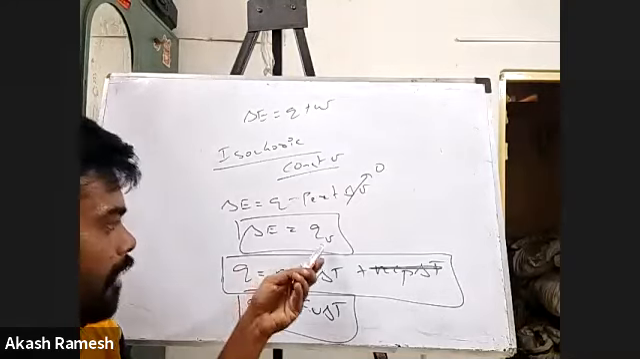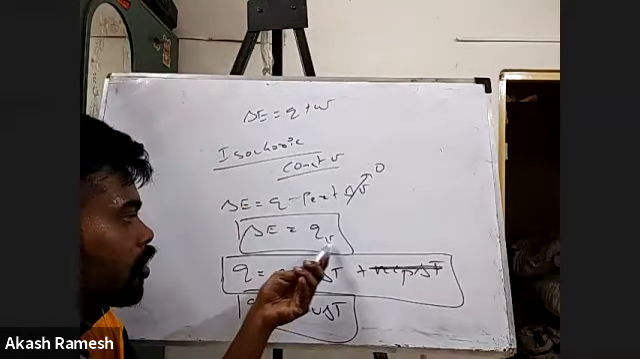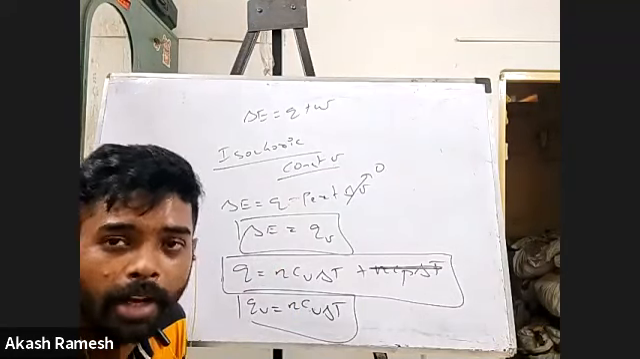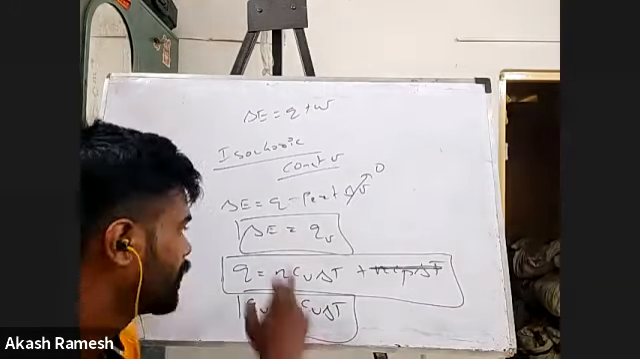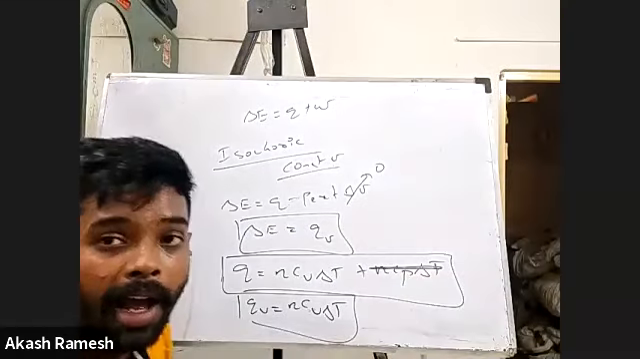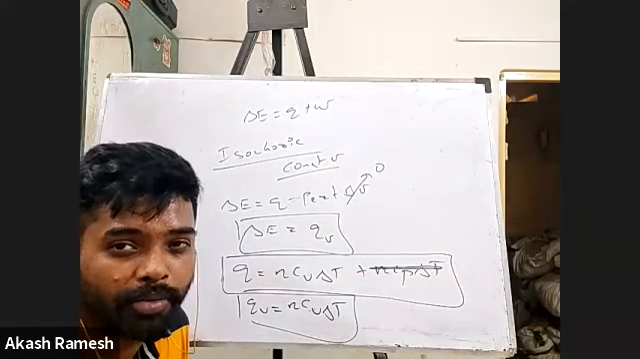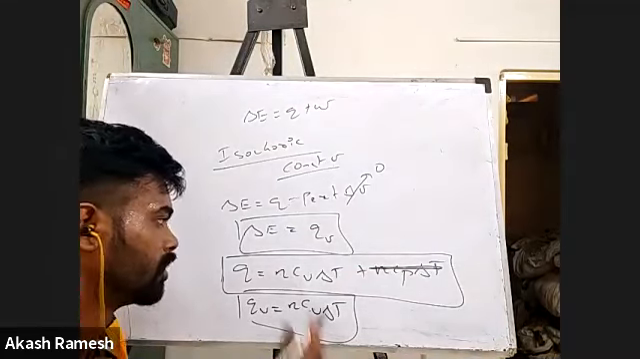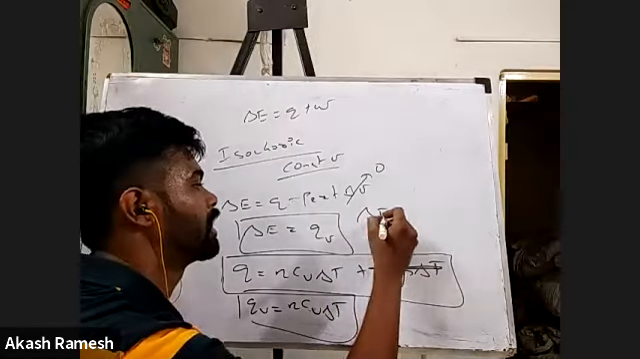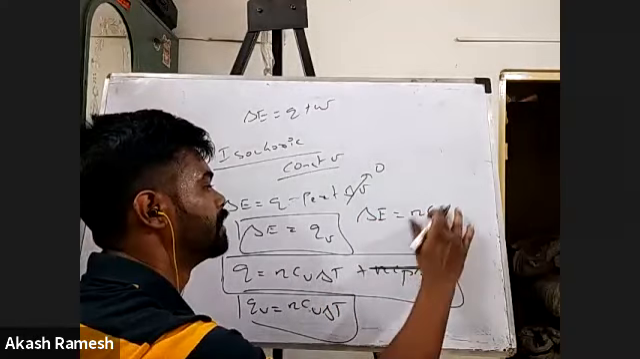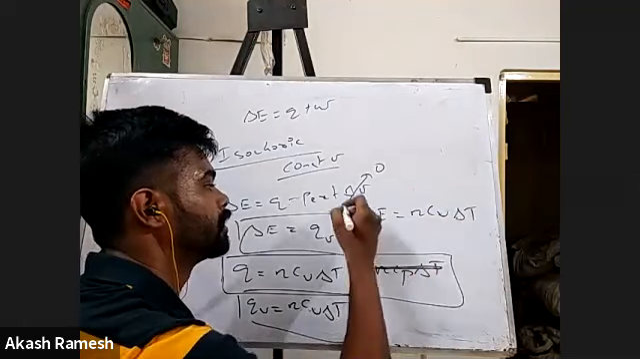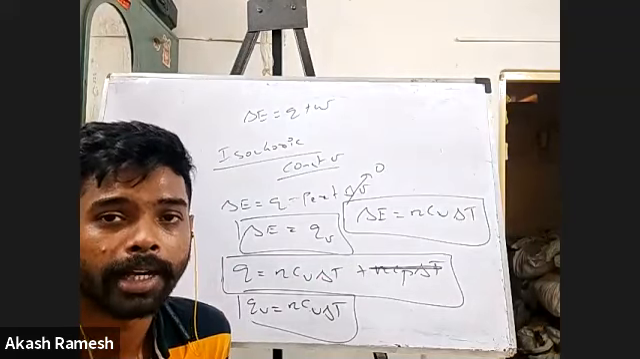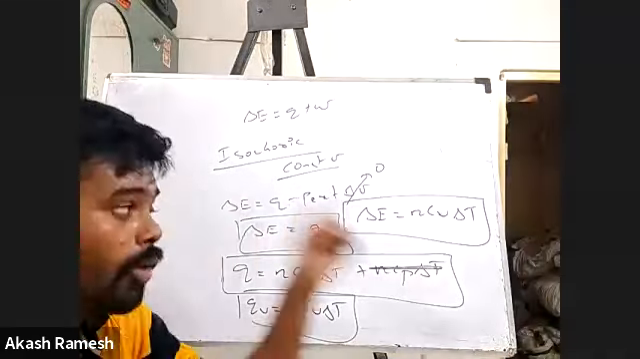Again, from the first law, I got QV equal to delta E, the change in internal energy. So I can connect these two equations and get a beautiful equation for delta E. Since both are QV, delta E is equal to nCV del T. This is a very, very important equation. You have to know this.